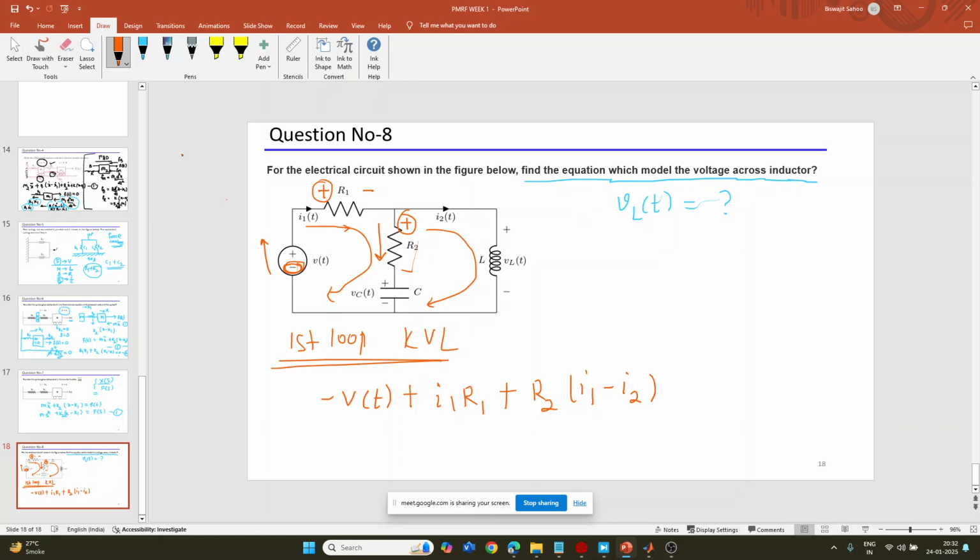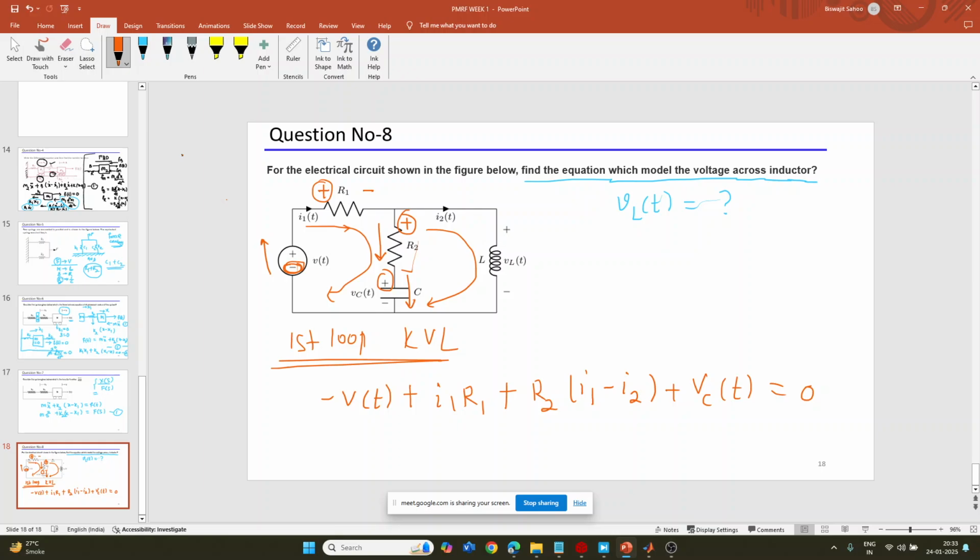Again, whenever you are moving here, it is the capacitor, and you see the plus sign is given in the question, so I'm writing plus VC of t. So write down plus VC of t equal to 0. This is the first equation in the first loop. Everyone is clear?